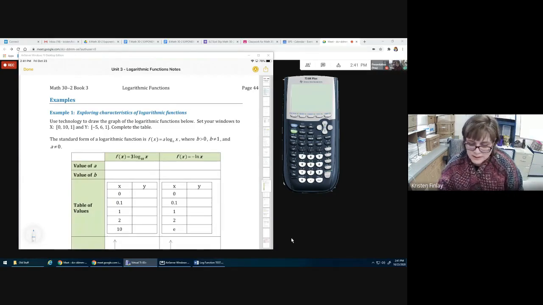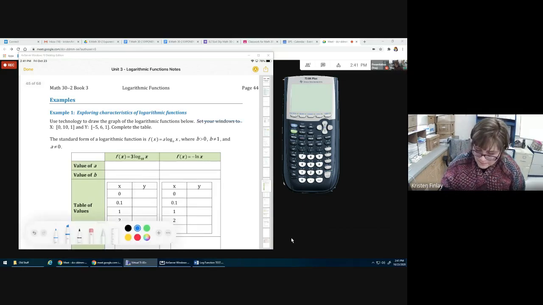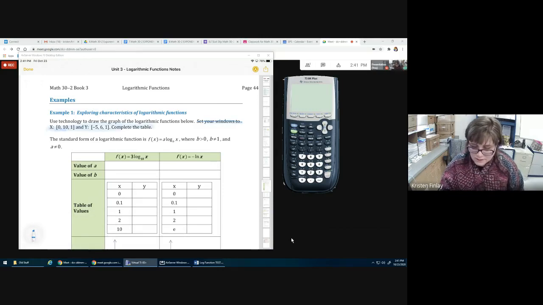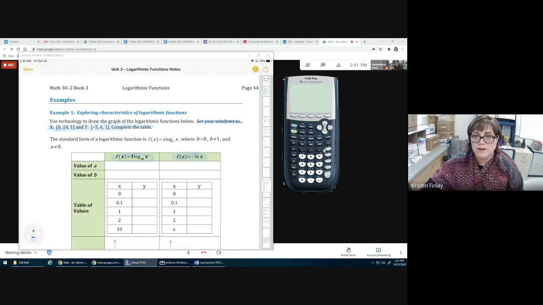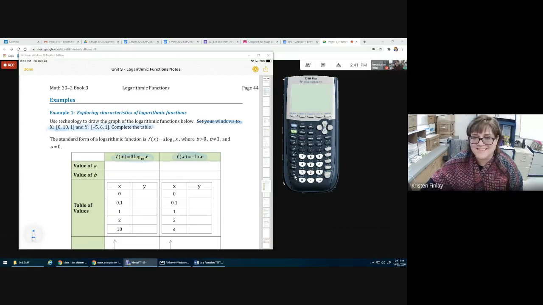Example number 1, exploring characteristics of logarithmic functions. Use technology to draw the graph of the logarithmic functions below. Set your windows to the following, and we're going to complete the table. This is an exploration for you to do. We're doing these two functions, so try them out, and then when you come back, we'll do them together.